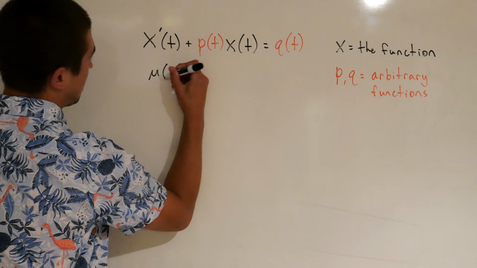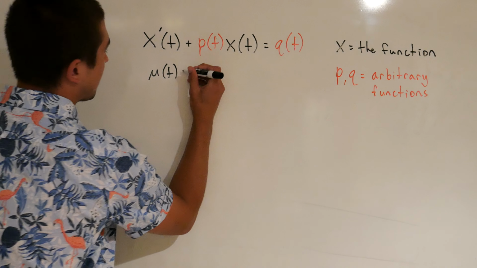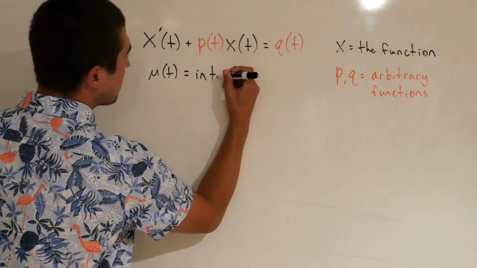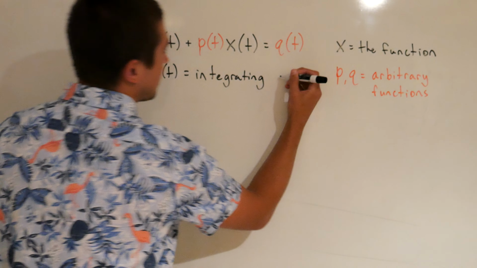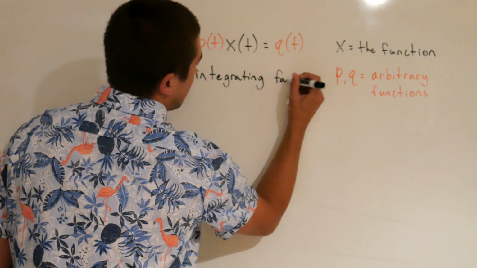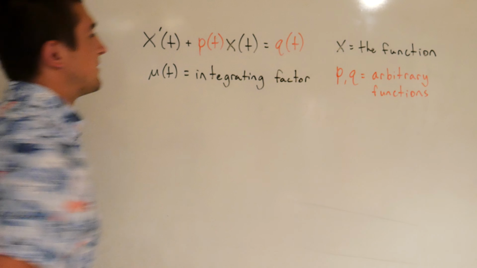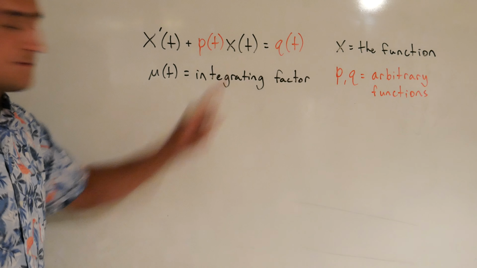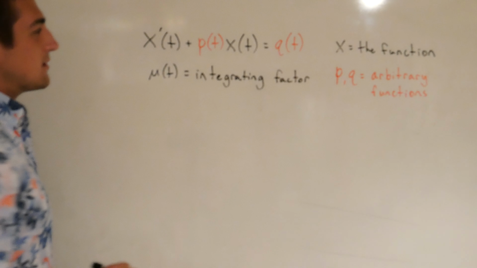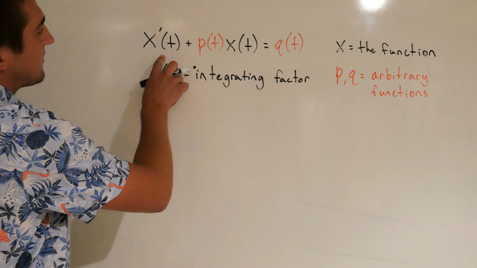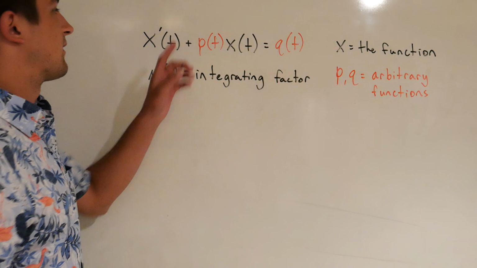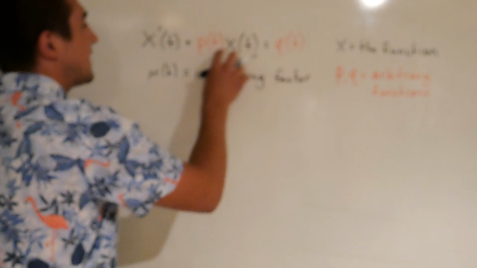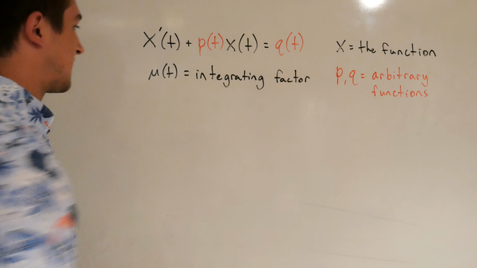That's usually represented by mu of t. So the integrating factor is actually a function. How we use an integrating factor is just multiplying it by the entire equation. That will allow us to recognize a relationship between the terms in the equation and solve for mu and eventually solve for x. These equations take the general form x prime of t plus p of t times x of t is equal to q of t, where x is the function that we're trying to solve for and p and q are just arbitrary functions of t.